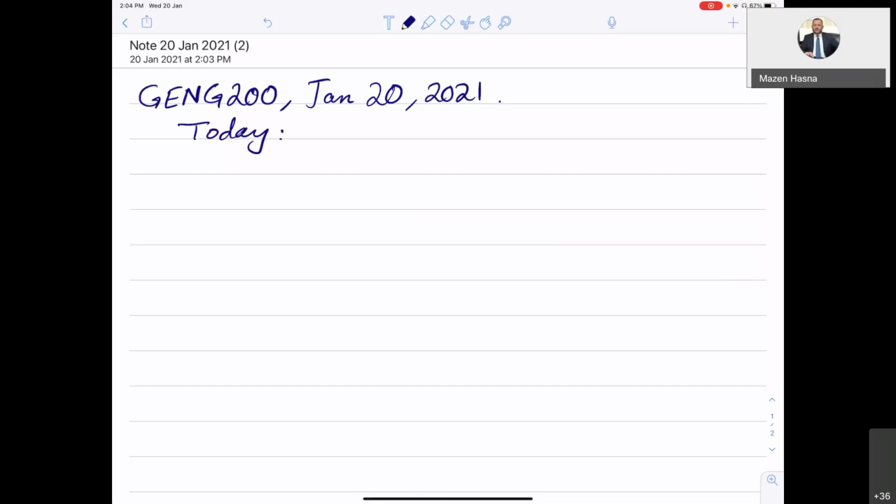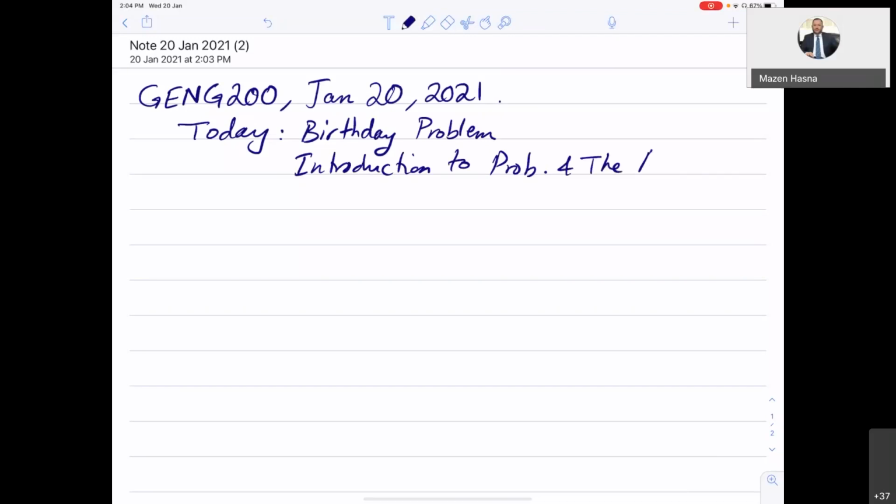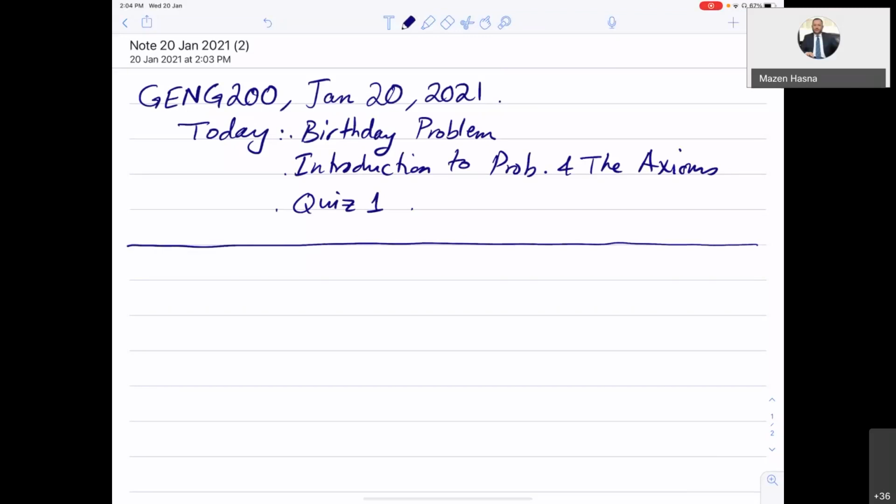So today we'll do the birthday problem. We'll do an introduction to probability and the axioms of probability. And of course, we will have quiz 1 at the end of the class. Okay. So let's start with the birthday problem.